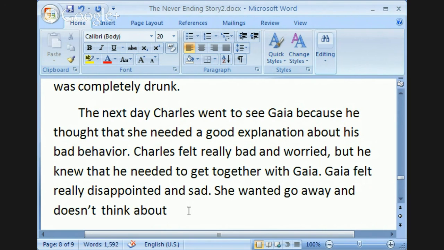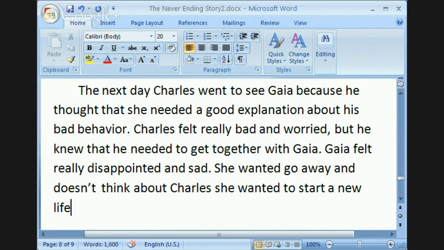She wants to start a new life. She wanted. To start a new life. No. When you have an infinitive, to and the verb, this verb is never going to have a verb tense. It's always the neutral present form. Start. Always, always, always.